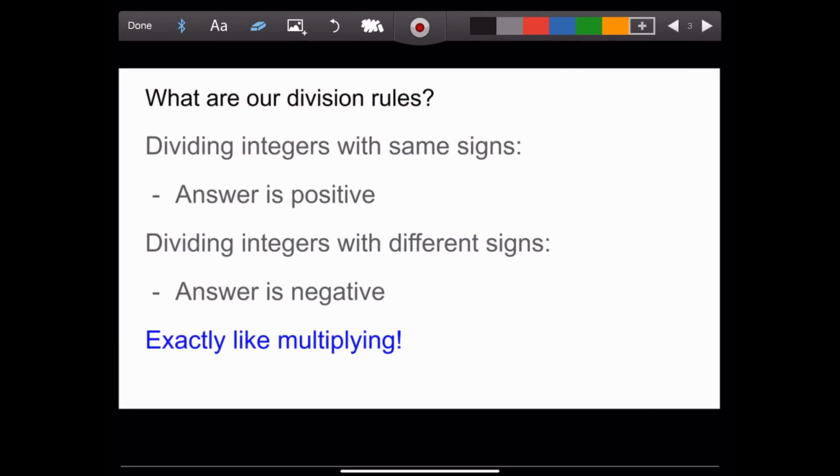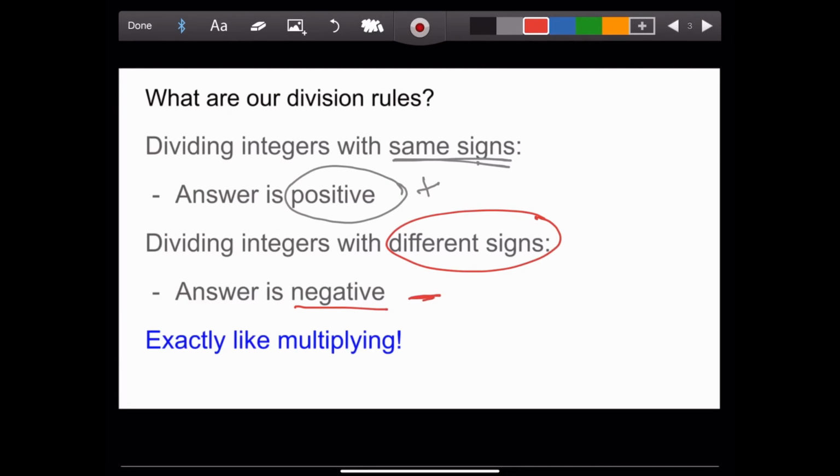Okay, so what are our division rules? Dividing integers with the same signs, the answer is positive. When you're dividing integers with different signs, the answer is negative. So it's exactly like multiplying.